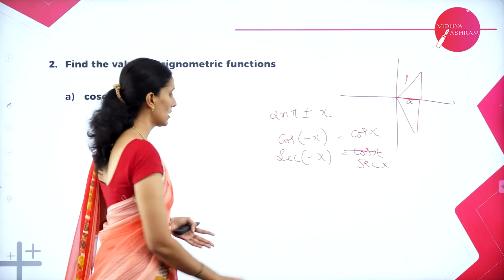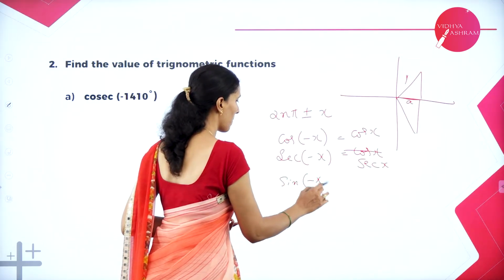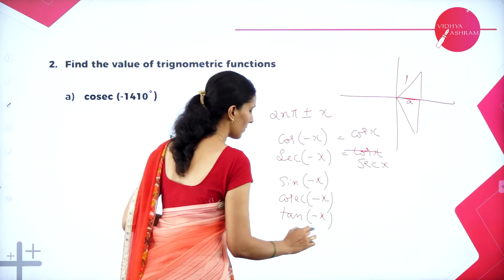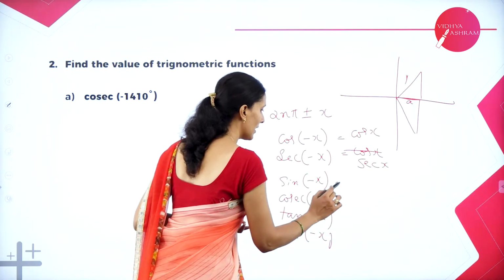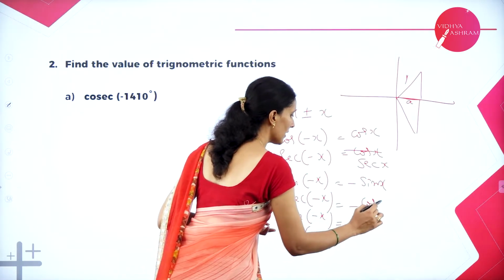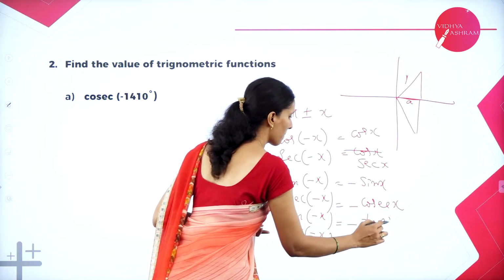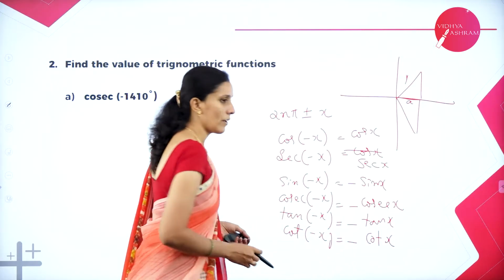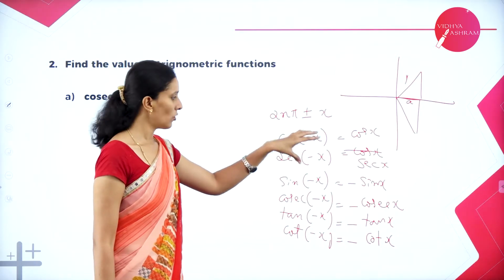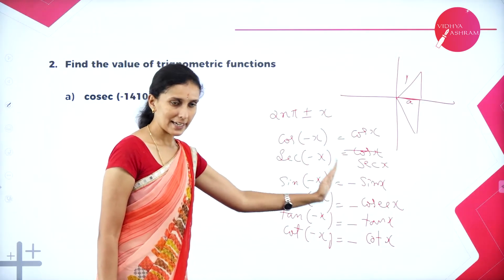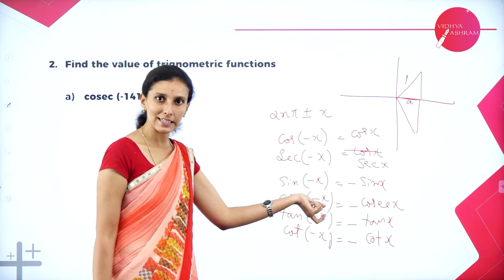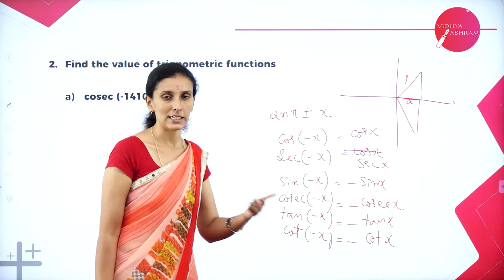But all the others, that is sine of minus x, cosecant of minus x, tan of minus x and cot of minus x, are all negative. That is minus sin x, minus cosecant x, minus tan x, minus cot x. So whenever this type of question is given, whenever the angle is negative inside the ratio, you take it as positive for cos and secant, and for all the others you should take it as negative. For example, if sine of minus 360 is given, you should take it as minus sine 360, like that.